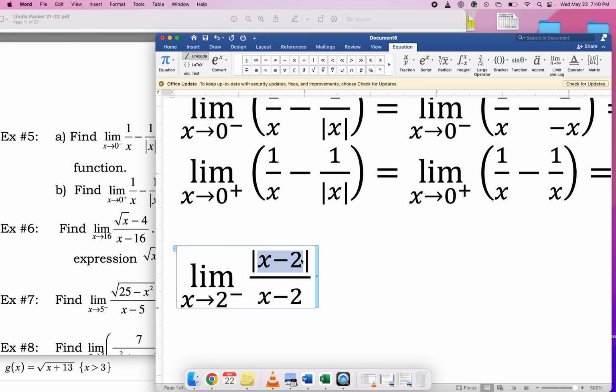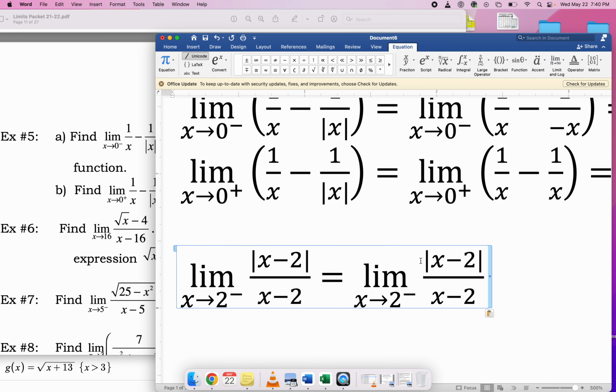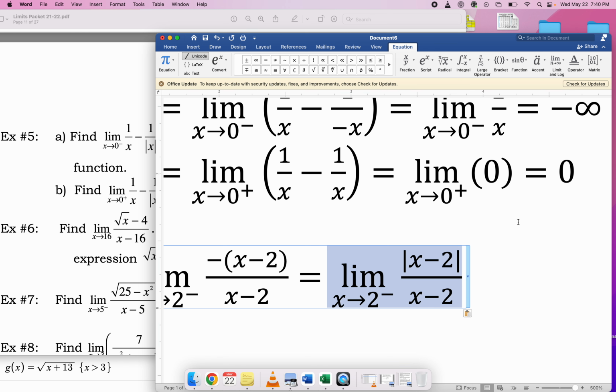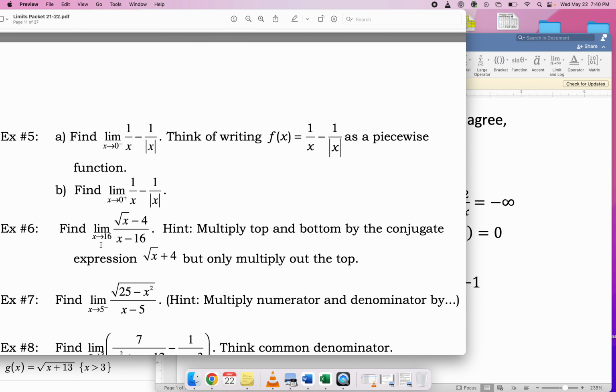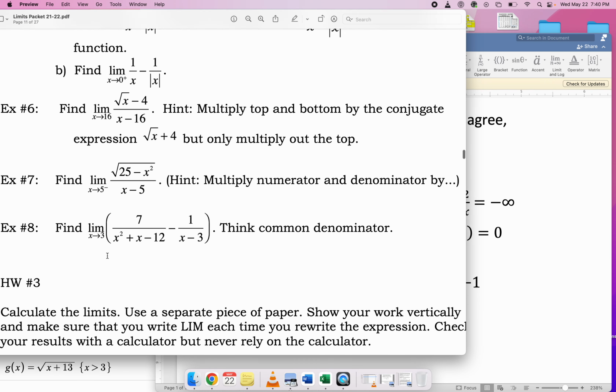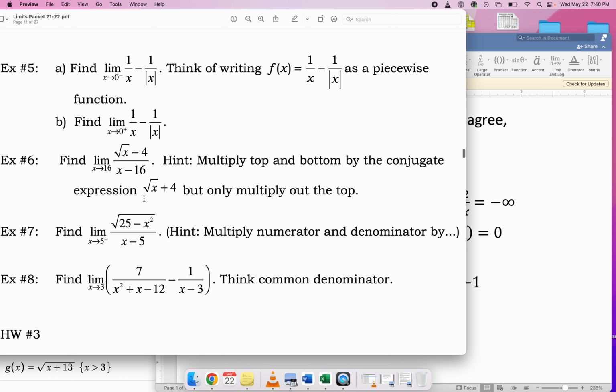Since x is approaching 2 from the left, that means x is like 1.9, 1.99. And so this expression is in fact negative, which means that absolute value of x minus 2 in this case is in fact opposite of x minus 2. And so that expression simplifies to just -1, and so the limit is -1. So don't make that mistake. Okay, now we come to number 6. The remaining ones are going to be pretty fast.